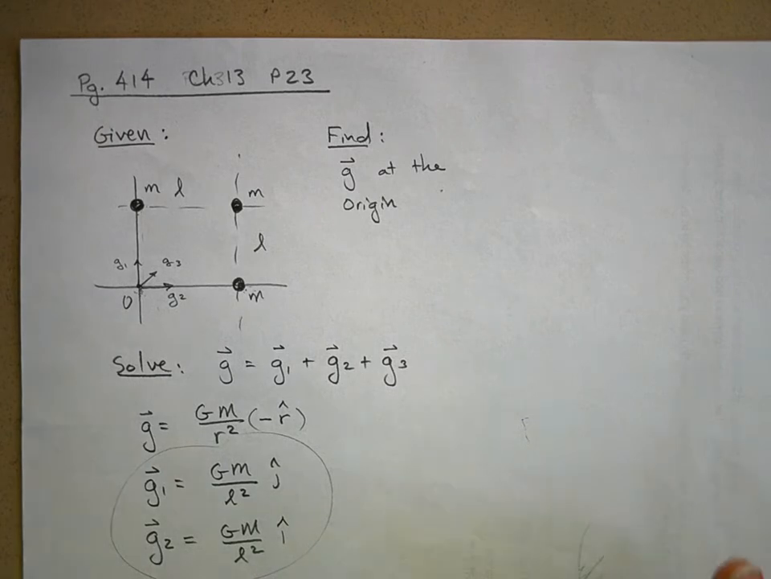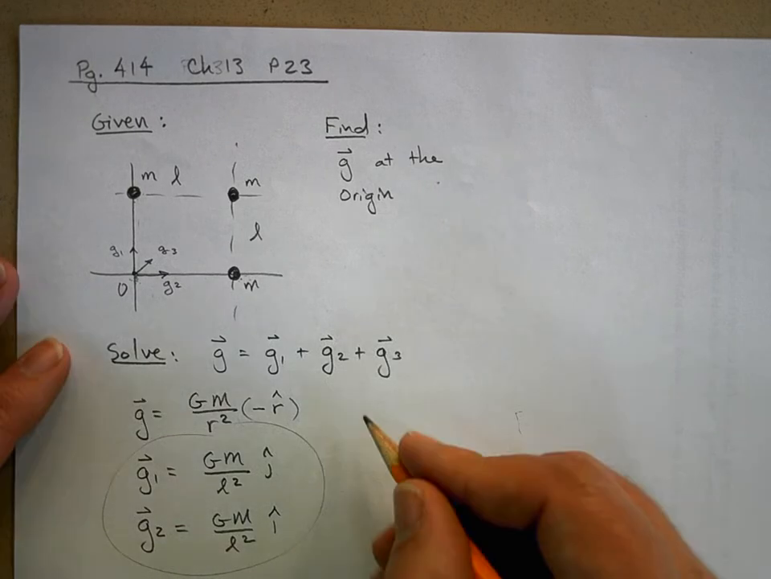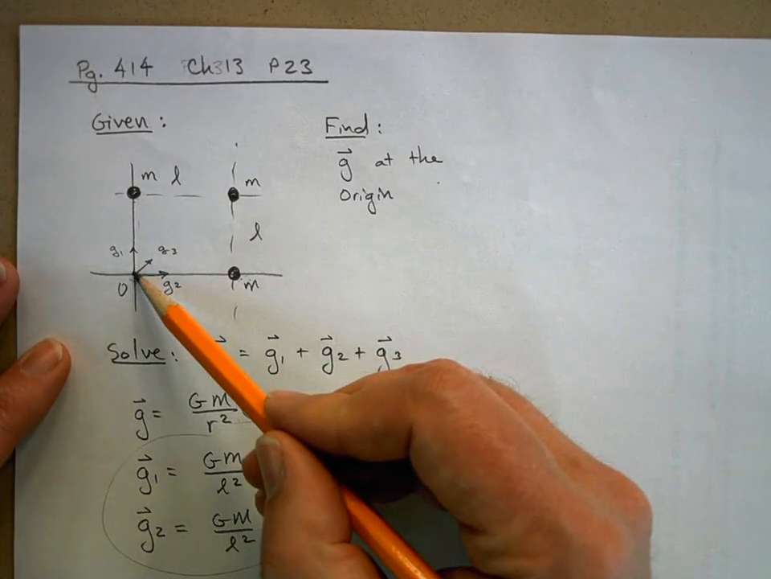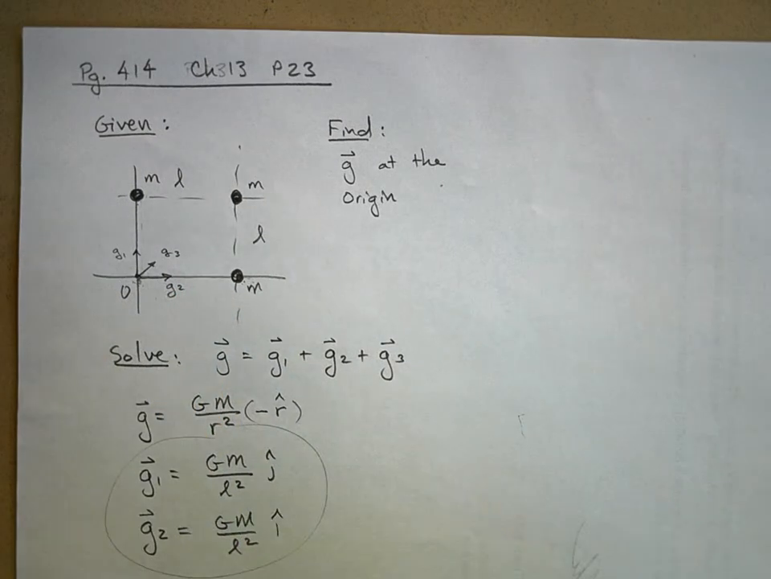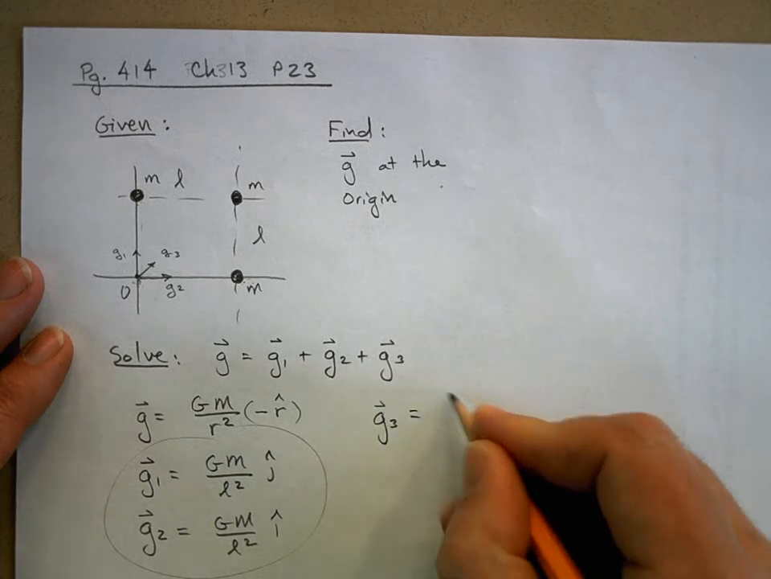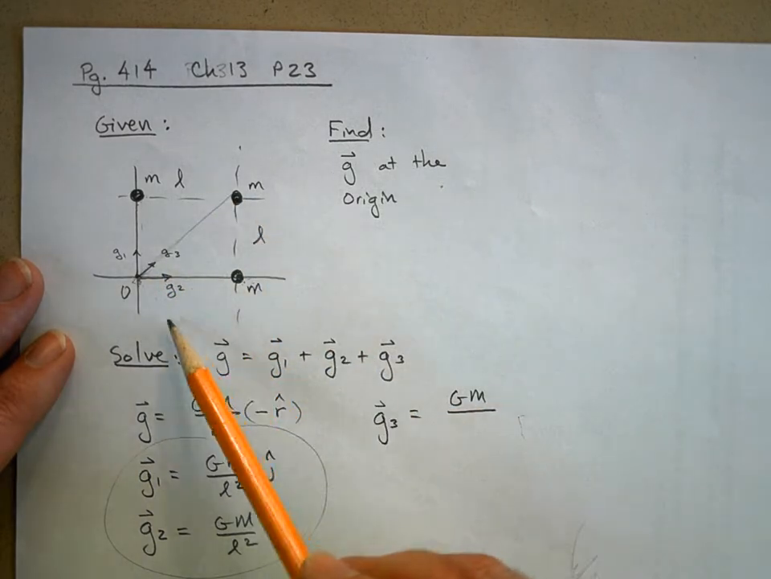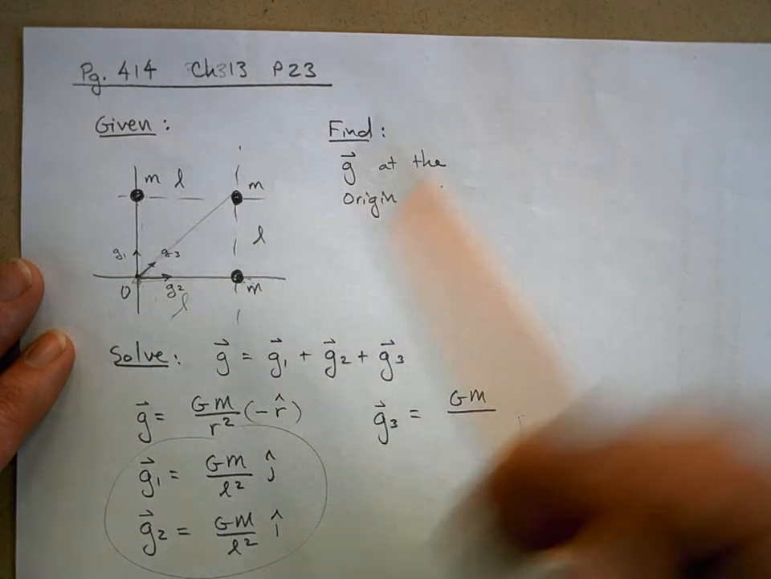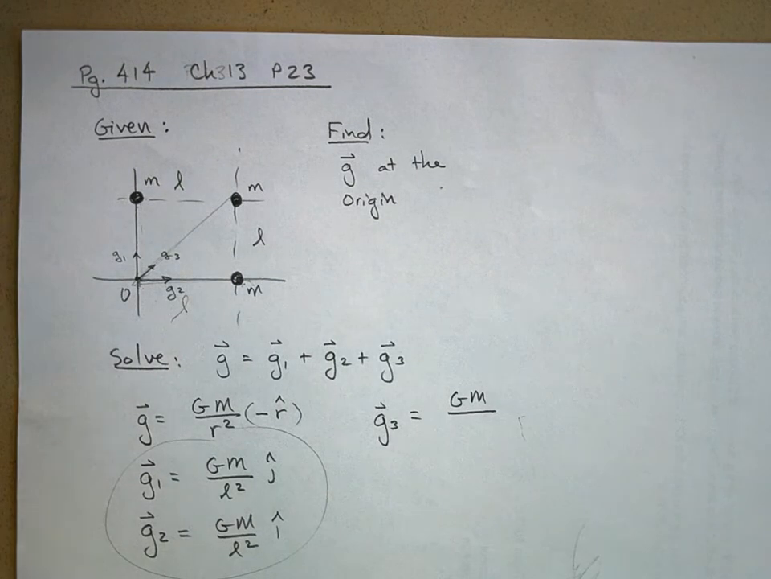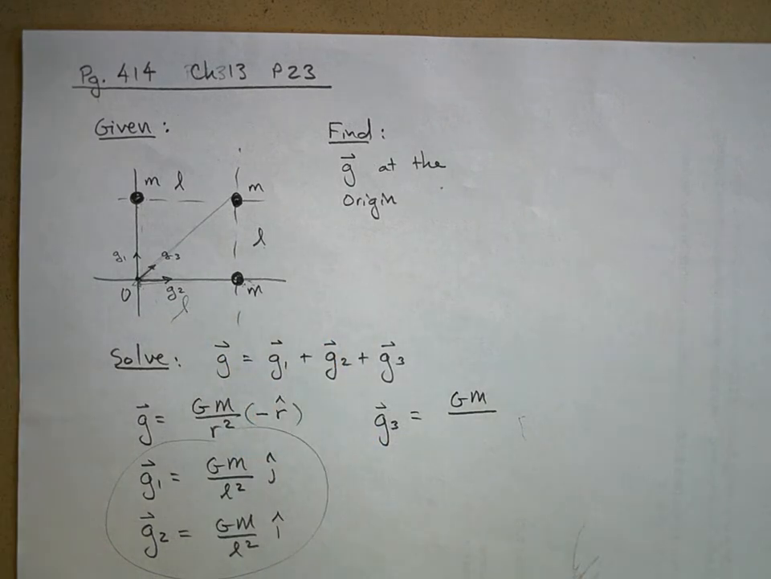Now G3 is the one that's a little bit more challenging. So let's take a look at it. Well, it's being pulled at a 45-degree angle. And let's figure out what the magnitude is. It's Gm, but what is this length right here? If this is L and this is L, this would be root 2 times L. You remember that? The hypotenuse is L squared plus L squared. Take the square root, you get root 2 times L.